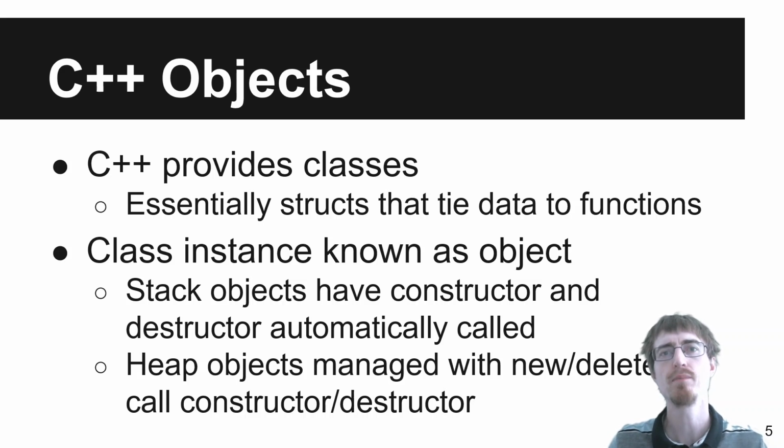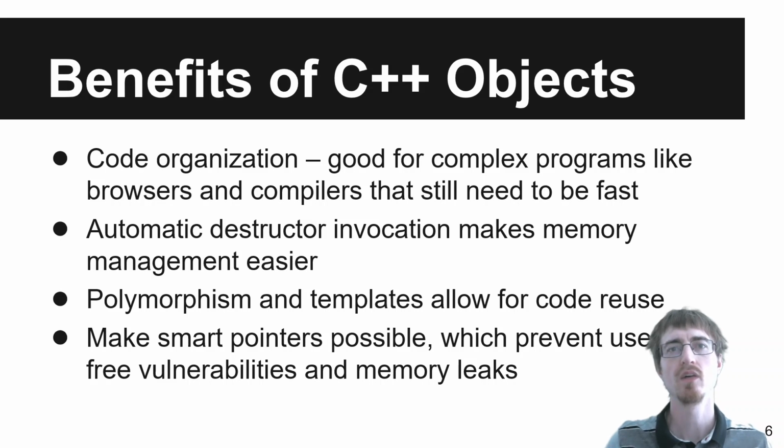In case of a heap object, then we have to use the new and delete operators, which not only allocate the right amount of memory, but also call the destructor and the constructor when needed. So again, this helps us make sure that we avoid other memory vulnerabilities. However, as we will see in this lecture, there are also vulnerabilities that are specific to C++ objects. So, why would we use C++ objects?